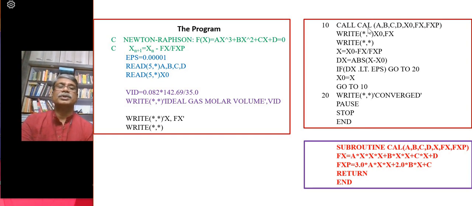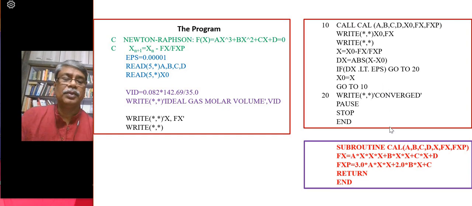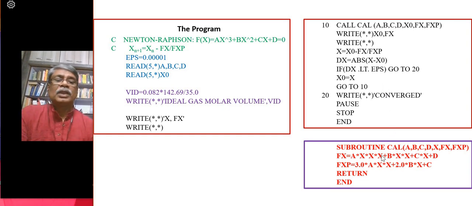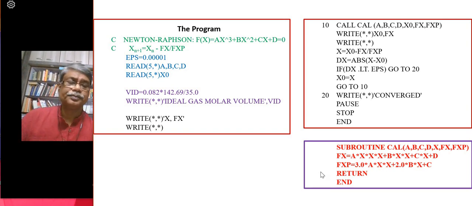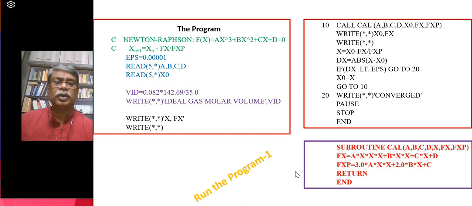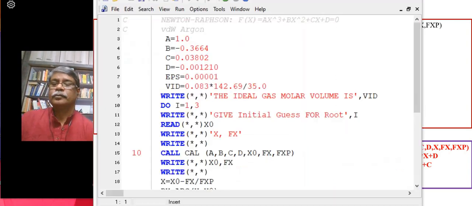This is the subroutine used. The name of the subroutine is cal. You can give any name you like. In the subroutine, you see a, b, c, d, and x are the input, and fx and fxp are calculated according to the formula, fx and fx prime. So that's all about how we have written the program, and now we will show you by running the program. Yeah, here is the program.